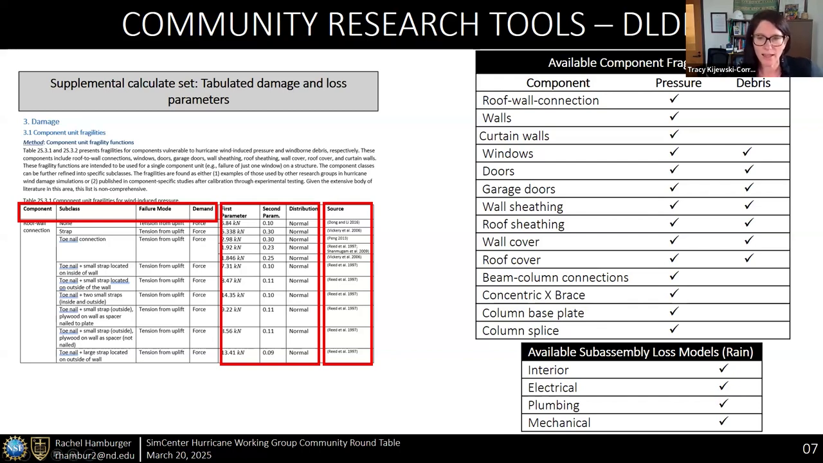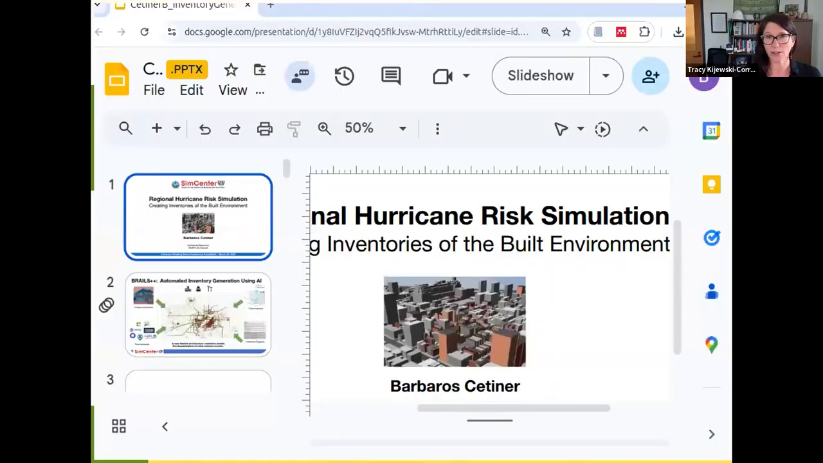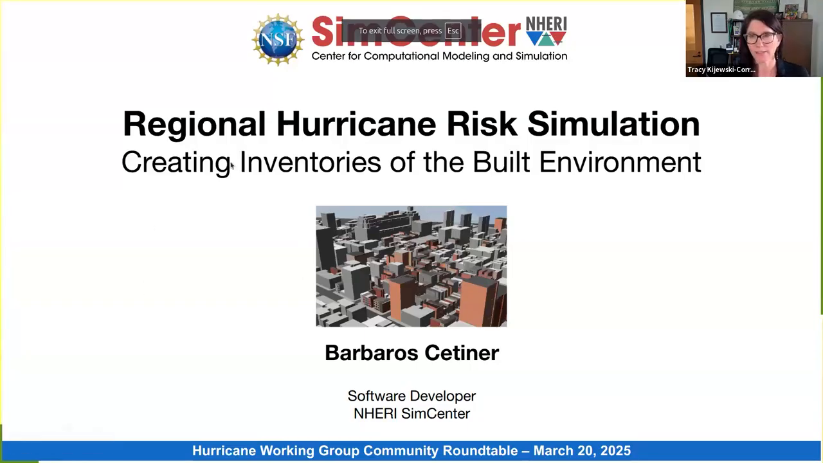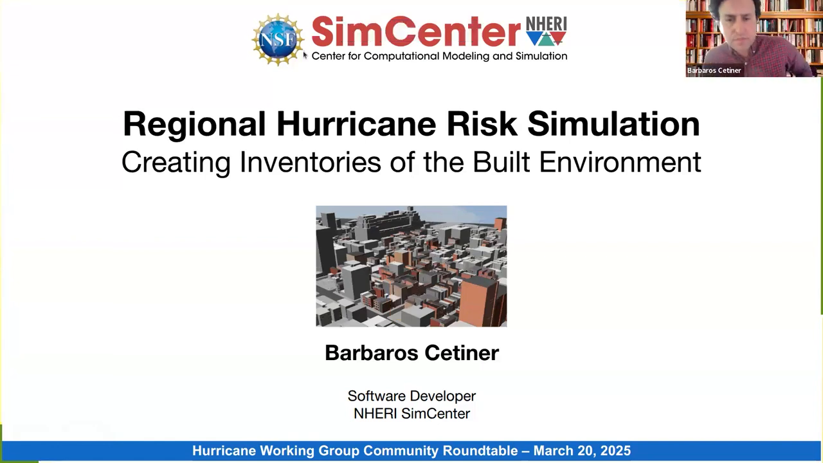And with that, we're going to ask you to stop share and bring Barbaros up, who's going to bring up the last part. And that is, we can't talk about describing damage and loss until we know how to characterize the structures themselves. So let's take a look at how we get those inventories. Barbaros?